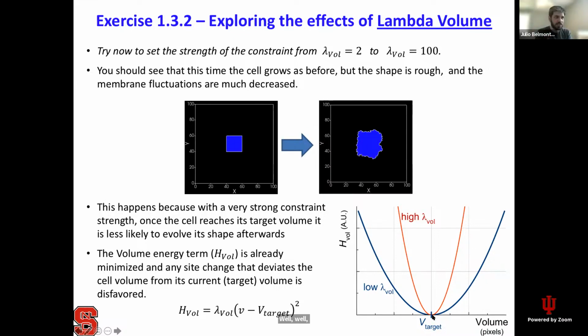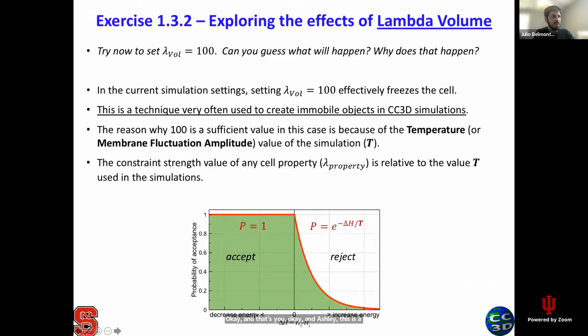So any pixel away from the ideal volume in lattice sites is highly penalized, so your cell becomes mostly static. Okay? So if you change that from 100 to 1,000, you're going to effectively freeze the cell. And actually, this is a recipe for you to penalize or to freeze the cells in ComputerCell3D.